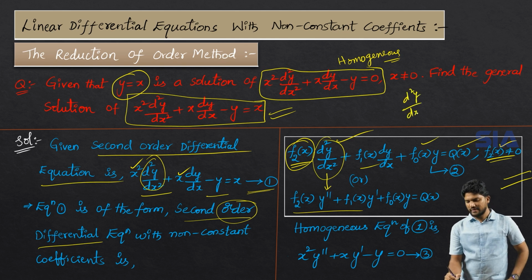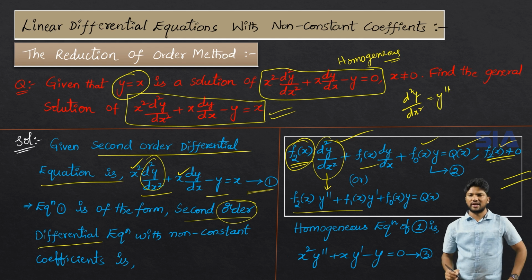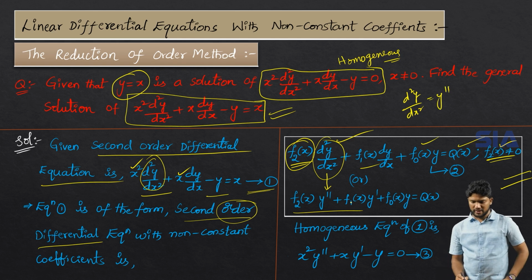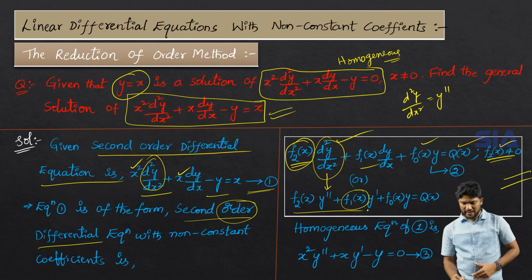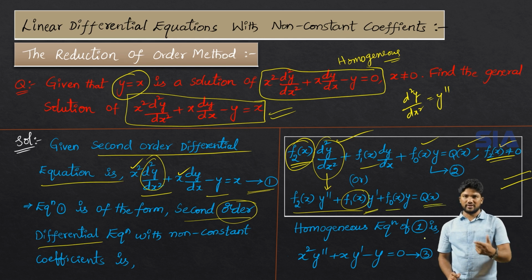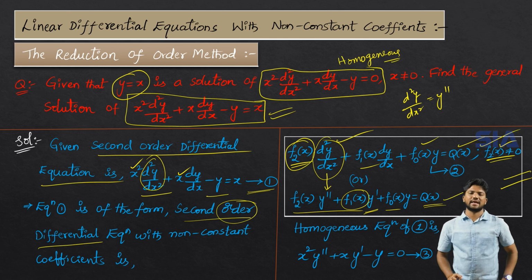d²y/dx² we can write simply as y double dash, the double derivative of the given function. Next, plus f1 of x into dy/dx, we can write f1 of x into y dash, plus f0 of x into y is equal to q of x. Equation number 2, you can write in the original form in this format or this format. Both equations give the same meaning.